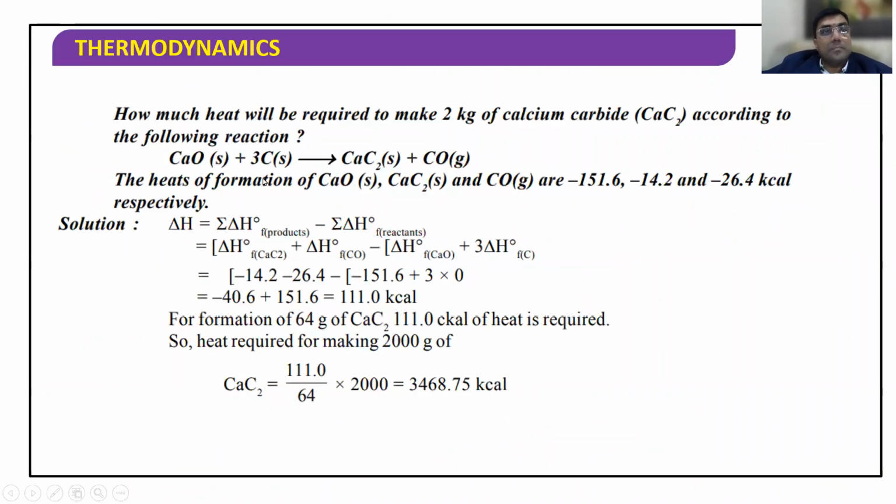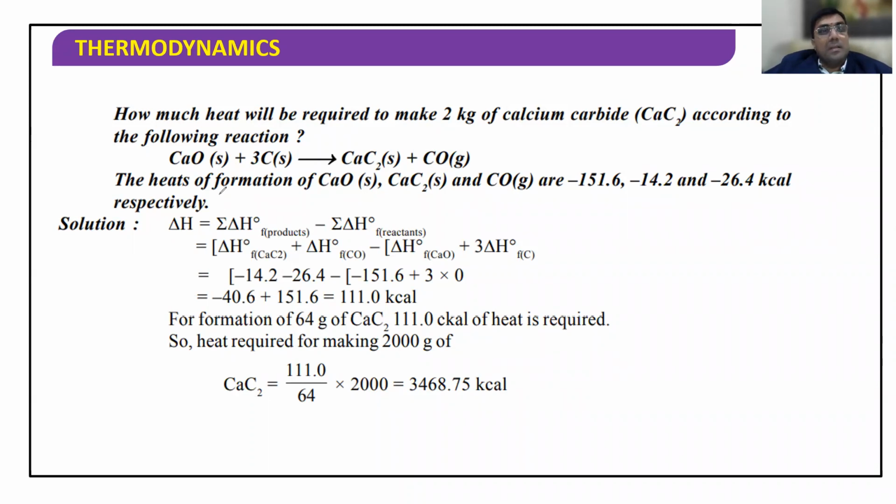Now, how much heat will be required to make 2 kg of calcium carbide according to the following equation? So CaO, because calcium carbide on hydrolysis will give acetylene. Acetylene is used as an artificial ripening agent. Carbide, that is called carbide. Artificial ripening is very dangerous for health. All fruits are basically ripened by this method. That's why we are getting a lot of health issues.